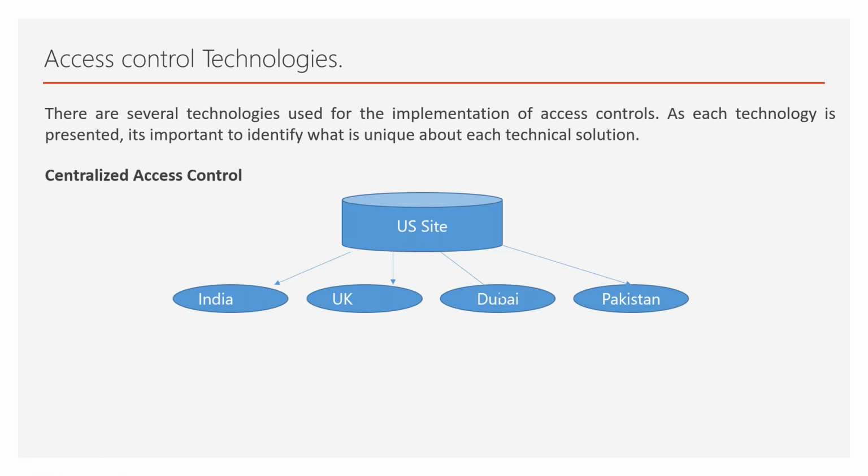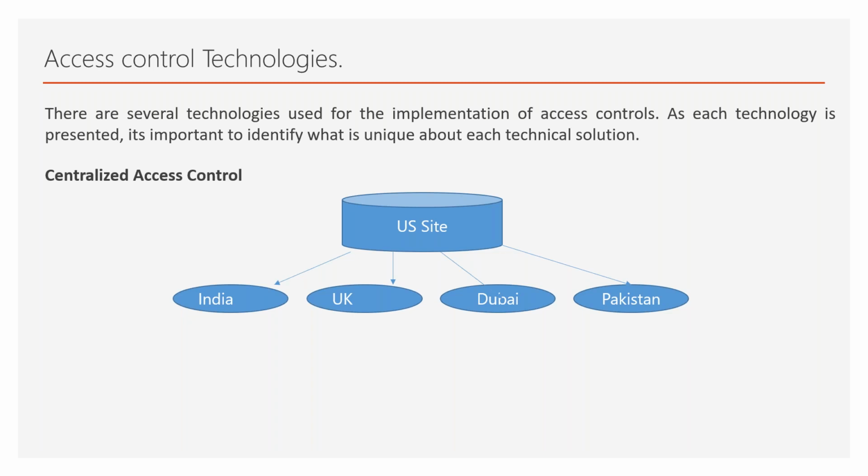The entire access control is managed from the central site. A centralized admin is managing all the other sites, all the policies, procedures, everything, in all the other locations. So what is the advantage if I use a centralized access control? Uniformity is there. The power is limited to a few professionals.